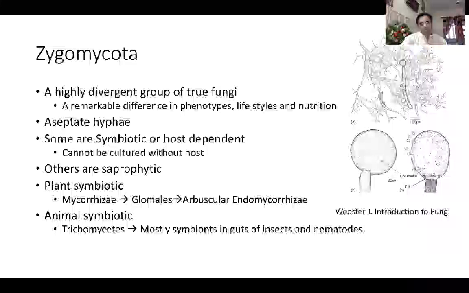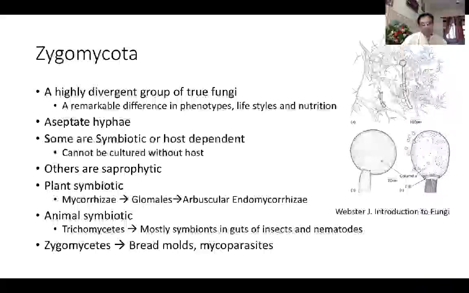Then there are some animal symbionts like Trichomycetes. They are symbiotic in the guts of insects and nematodes. And then there are Zygomycetes, which can proliferate on breads, such as bread molds. And then there are many microparasites which use other fungi as food.